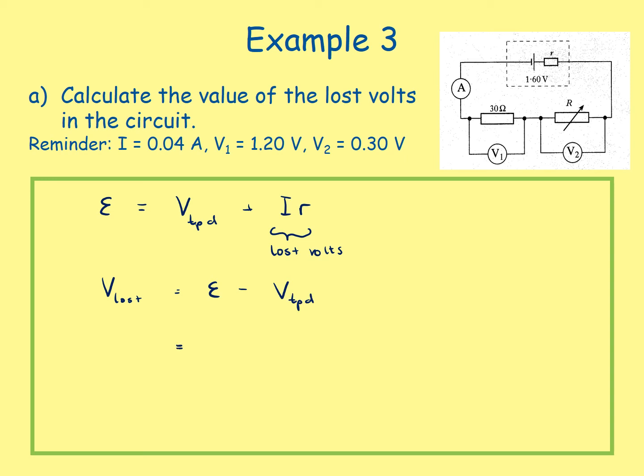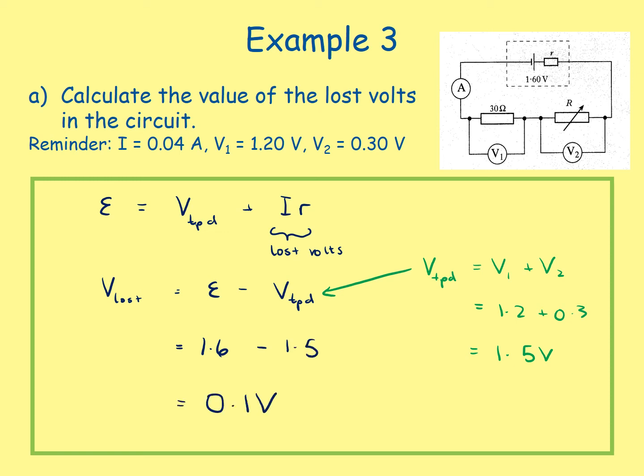So we know the EMF is 1.6 volts, and our terminal potential difference is something we need to calculate. Having a look at that, that's going to be the sum of our voltmeter readings. So V_TPD equals V1 plus V2. Looking at our readings, that's 1.2 plus 0.3, so that's 1.5 volts. We can pop this into our lost volts equation. 1.6 minus 1.5 gets us a final answer of 0.1 volts.